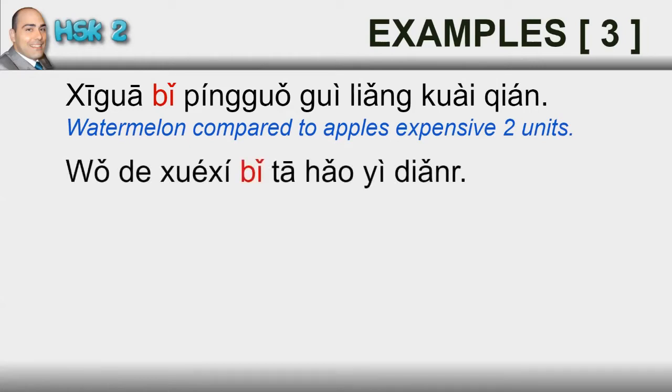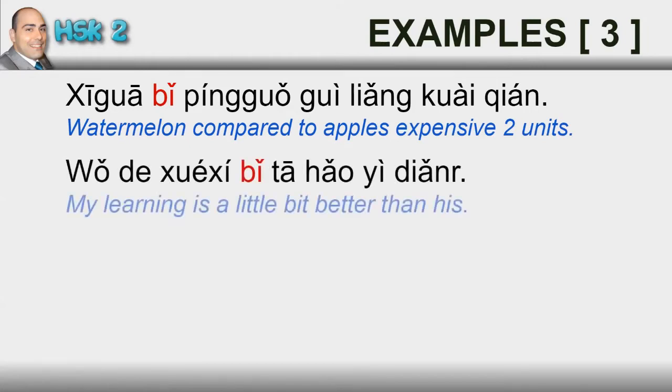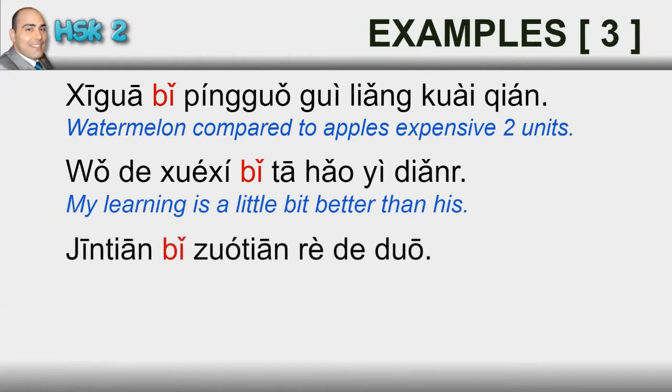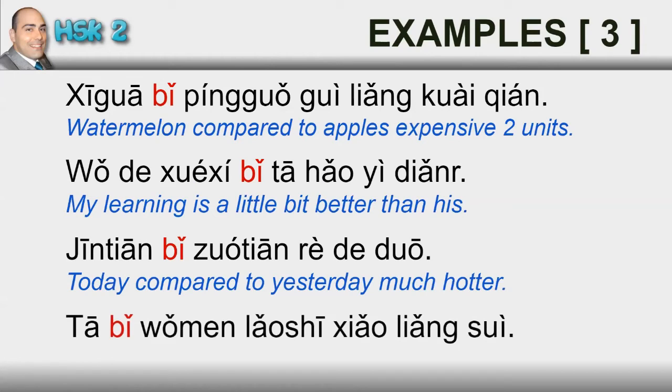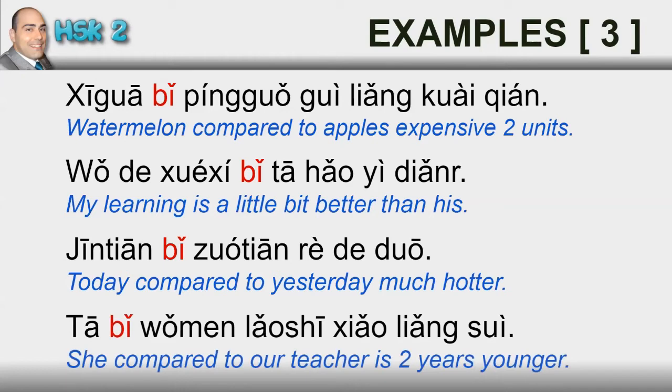我的学习比他好一点儿. My learning is a little bit better than his. 今天比昨天热得多. Today, compared to yesterday, much hotter. 他比我们老师小2岁. She, compared to our teacher, is 2 years younger.